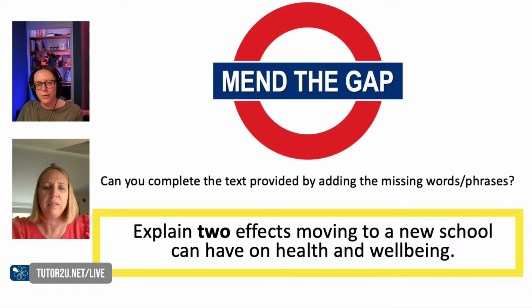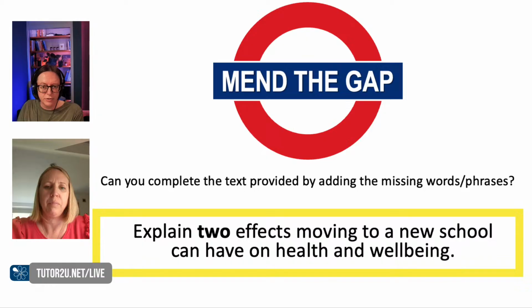Okay, so next we're going to do amend the gap. So we're going to give you some text and we want you to help us complete the text by filling in the missing words and phrases. So our question is, explain 2 effects moving to a new school can have on health and well-being. Some things to consider: we need 2 effects. We need to explain them, so we need to say how or why they happen. And it's about moving to a new school.